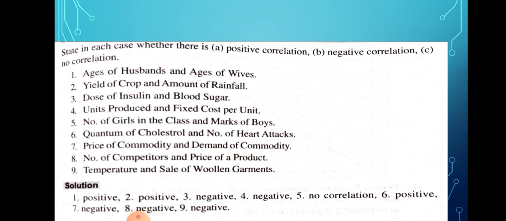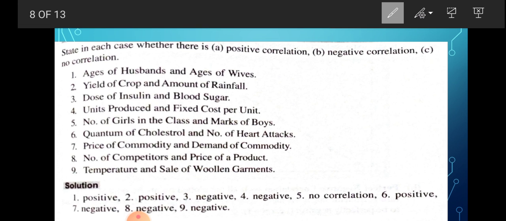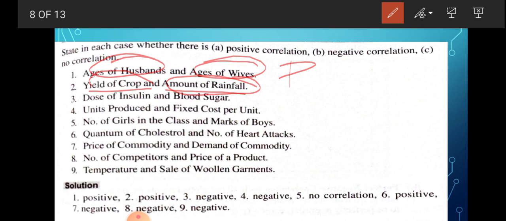Next, here one example I have given. You have to state whether it is a positive correlation, negative correlation, or no correlation. Ages of husband and wife. If the age of the husband is more, then the wife's age will also be more, so it is positive. Yield of crop and amount of rainfall. If the amount of rainfall is good, then the yield of crop will also be good. This is also positive. Next is dose of insulin and blood sugar. Suppose blood sugar is more, then the dose of insulin will also be more.